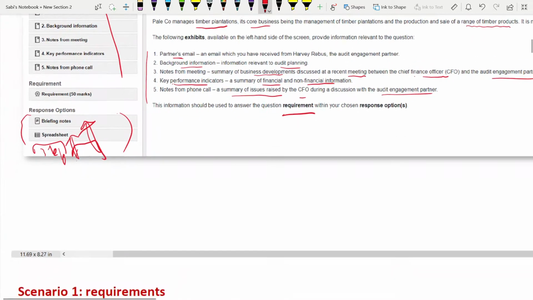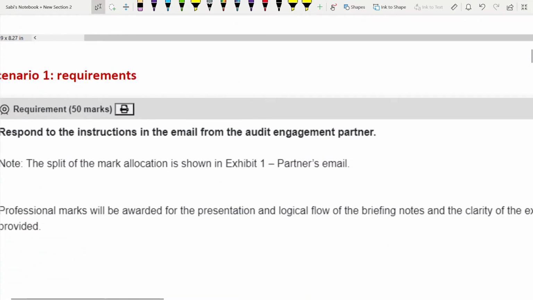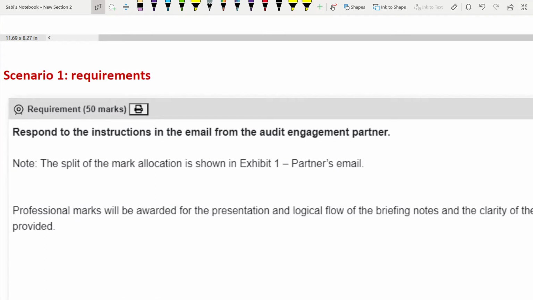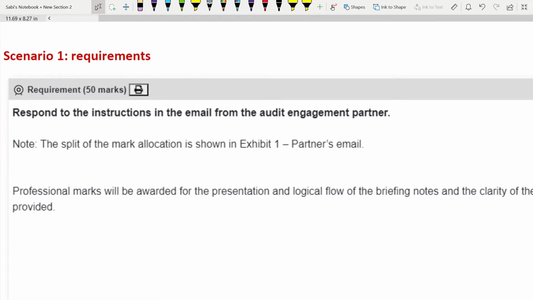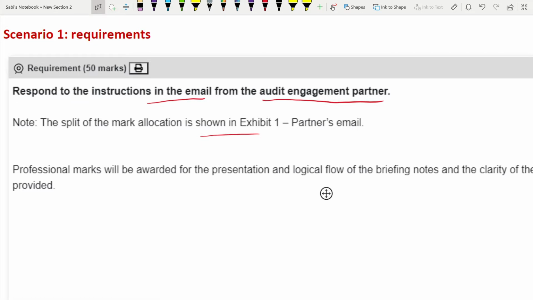So now we are going to go through the requirements. What are you supposed to do? You are supposed to respond to the instructions in the email from the audit engagement partner. And how the marks will be allocated is given in exhibit 1. That 50 marks is not just for writing one whole paragraph. No. There are several requirements to get that 50 marks. And out of that 50, actually it's 46 marks. The 4 marks are your professional marks.